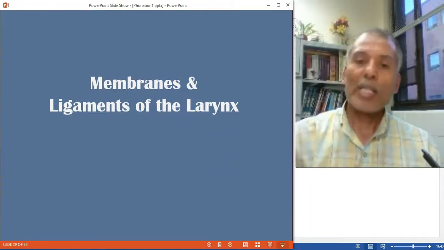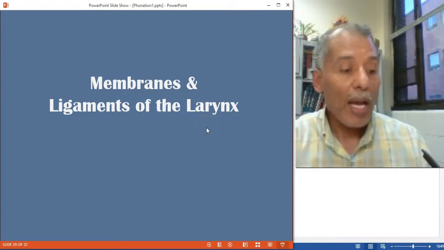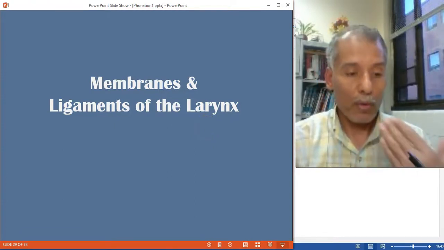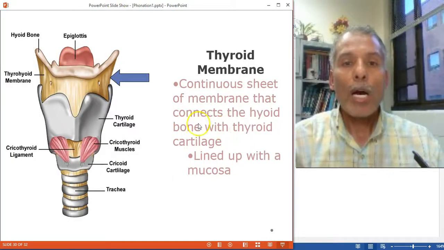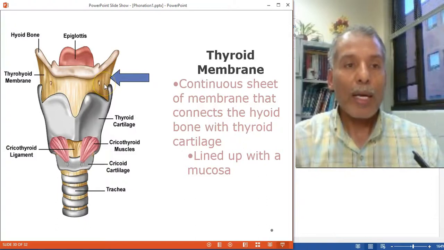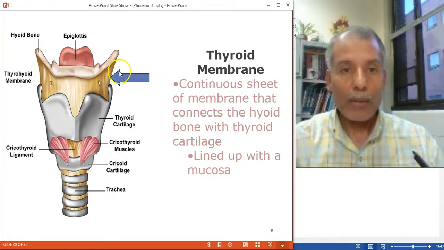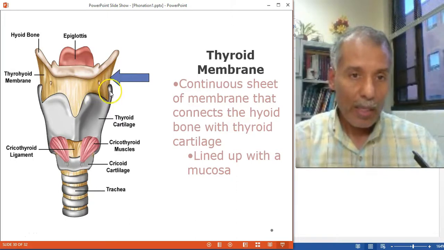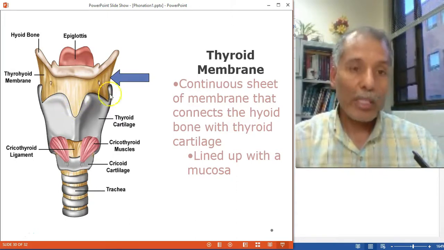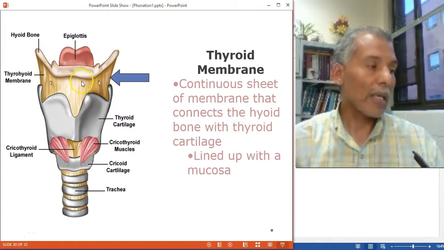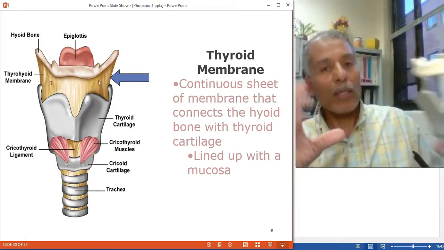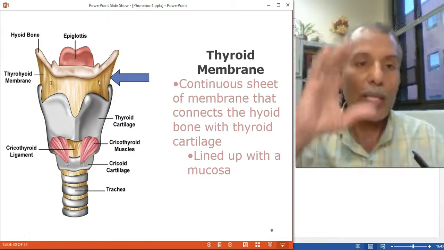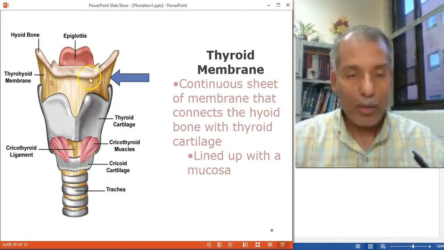Okay, looking at the membranes and ligaments, again, I'm repeating a lot here to give you the benefit of going back and forth and having more exposure to the information. So we have the thyroid membrane, and that's basically a continuous sheet that closes the space between the thyroid and the hyoid bone, and it protects it basically here. It keeps them together, and at the same time the space between them stays consistent.